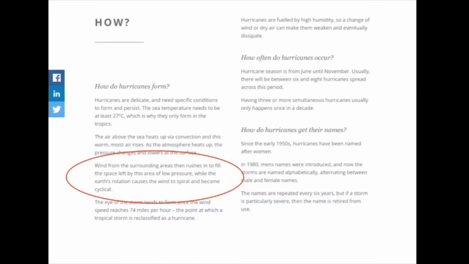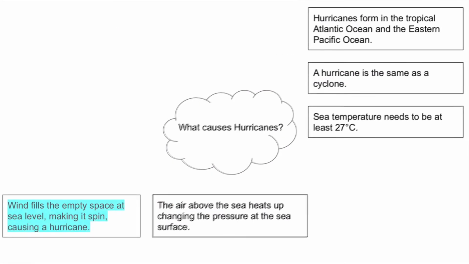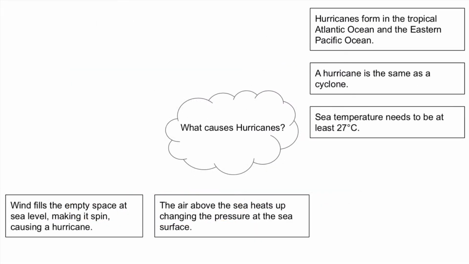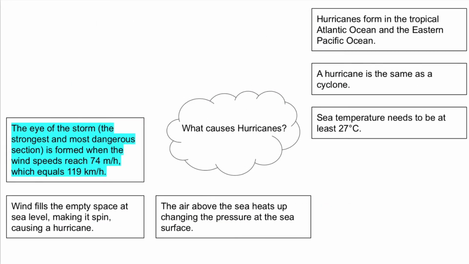Wind from the surrounding areas then rushes in to fill the space left by this area of low pressure, while the Earth's rotation causes the wind to spiral and become cyclical. Key information here is that the wind fills the empty space at sea level, making it spin, causing a hurricane. The eye of the storm tends to form once wind speeds reach 74 miles per hour, the point at which a tropical storm is reclassified as a hurricane. The information we can pull from this section is that the eye of the storm, the strongest and most dangerous section, is formed when wind speeds reach 74 miles per hour, equal to 119 kilometers per hour.